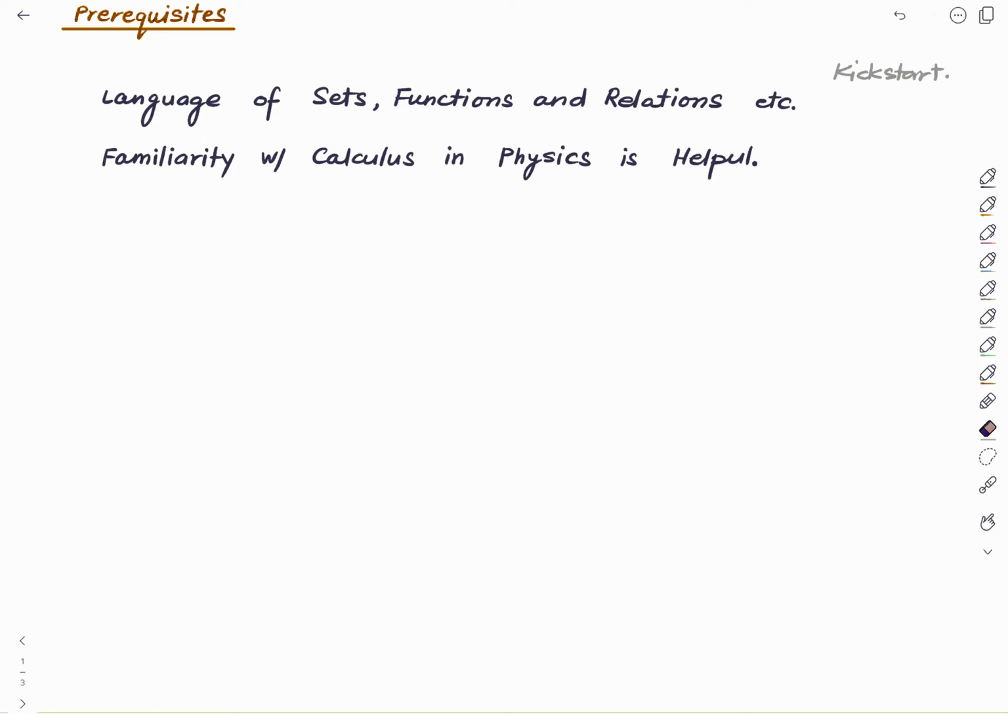Okay, and to fully appreciate the course, it will be very helpful to be familiar with the high school calculus, the calculus as we do in physics, where we have infinitesimals and whatnot. Real analysis is about rigorizing that. It's the rigorous calculus, so to say. All right, so let's look at the course content.